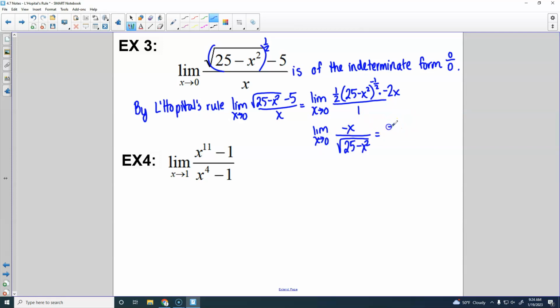So I'm going to get negative 0 over the square root of 25 minus 0 squared, which will be 0 over 5, which will just be 0 for that. Now, I wouldn't say that's easier than multiplying by the reciprocal or by the conjugate, but it's an option if you forget how to do it the other way.